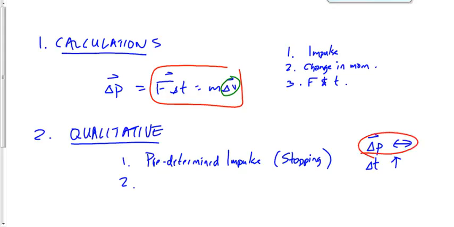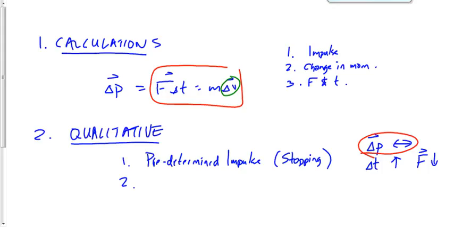So changing the time has to affect something else. What is it that it affects? Force, right? If you increase the stopping time, you're going to decrease the force. That's typically what we want to do. There may be the odd situation out there where you want to decrease the stopping time to increase the force, but that's not usually the case.